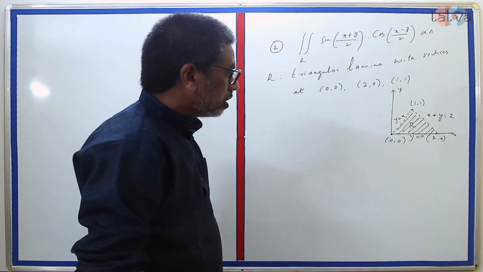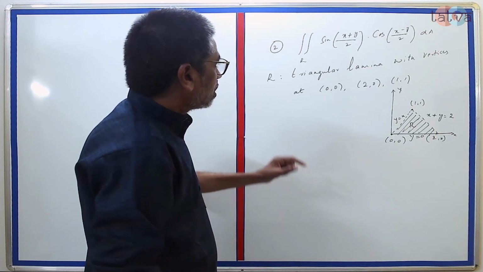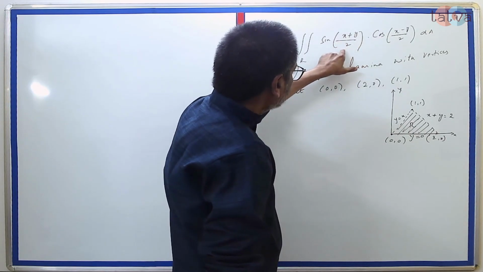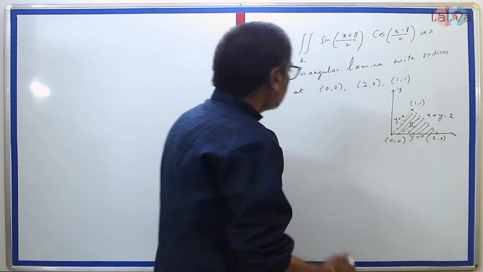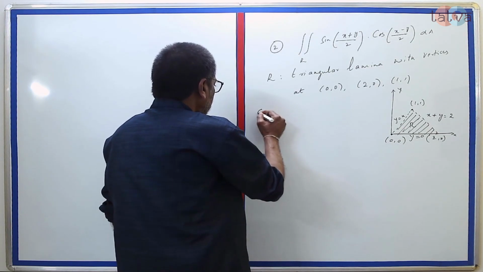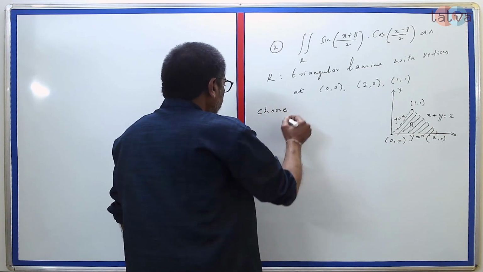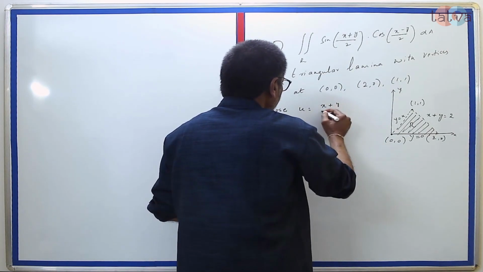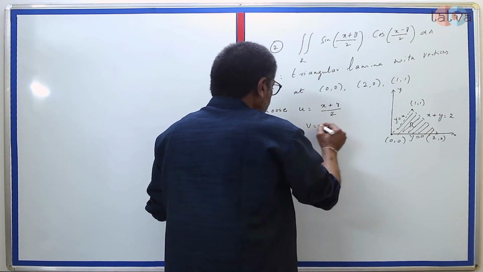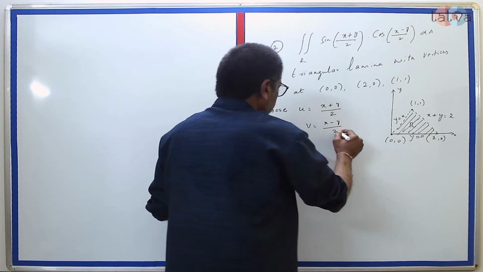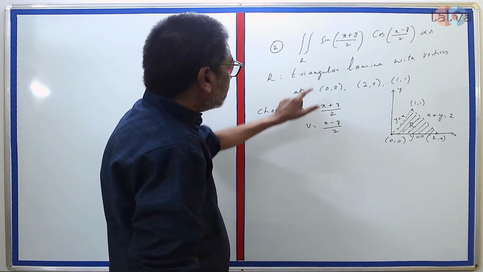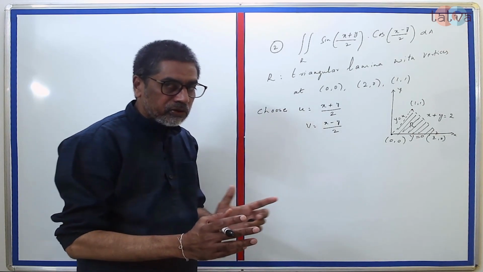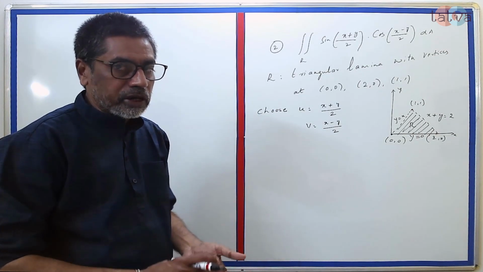I'll introduce two transformations. The transformations are very natural. I'm going to introduce a variable here. I'm going to introduce another variable there. So we choose u is equal to (x plus y)/2 and v is equal to (x minus y)/2. So the immediate gain will be, this becomes sin u into cos v. So therefore we can see that the difficulty is coming down.